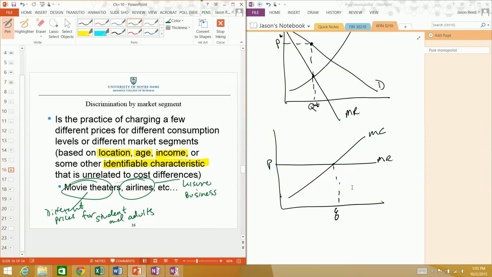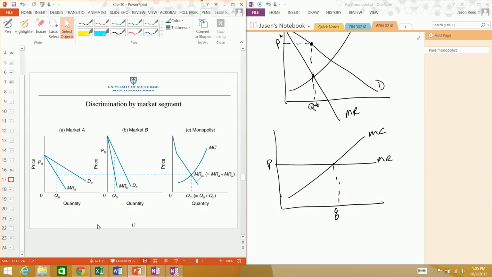So what does this look like if we were to analyze this graphically? We have two different markets. Market A we can see is much more elastic in nature than market B, which is much more inelastic. So maybe this is for leisure travel, whereas market B might be for business travel. And this tends to make sense with our understanding of elastic versus inelastic.